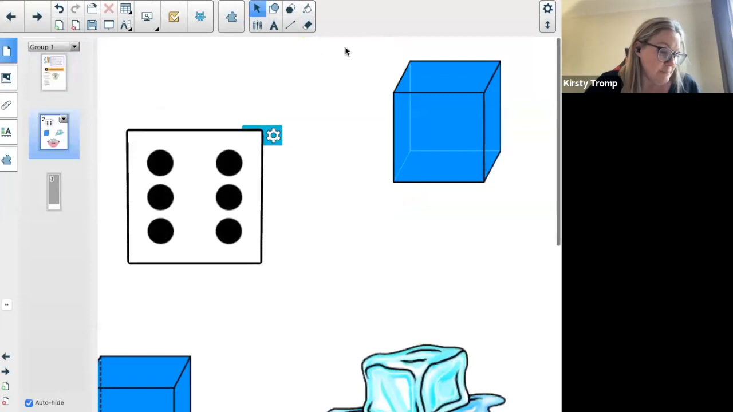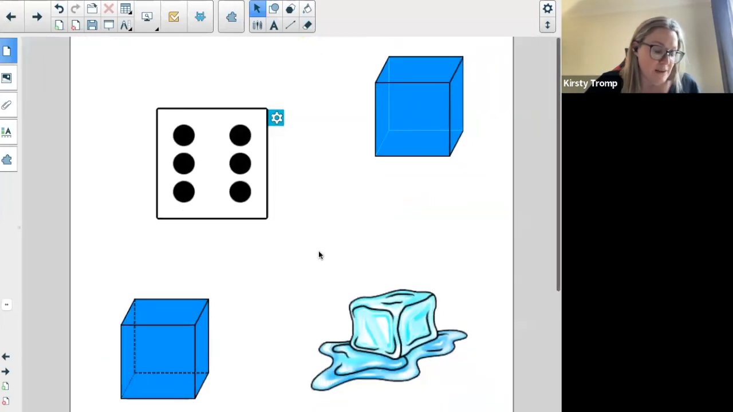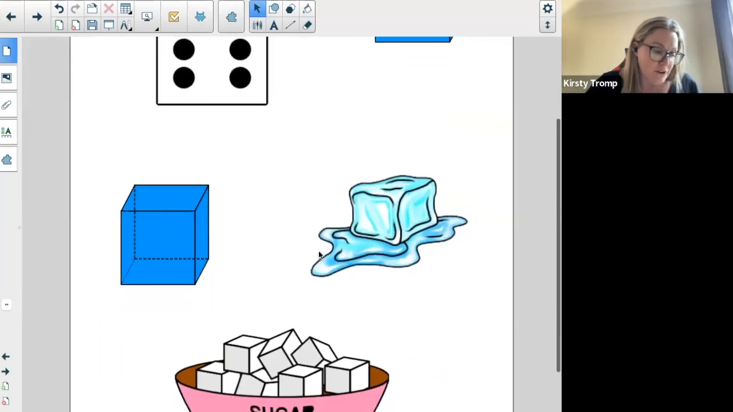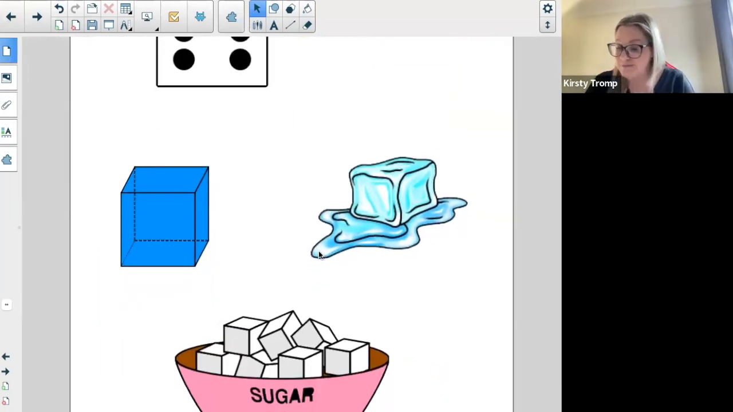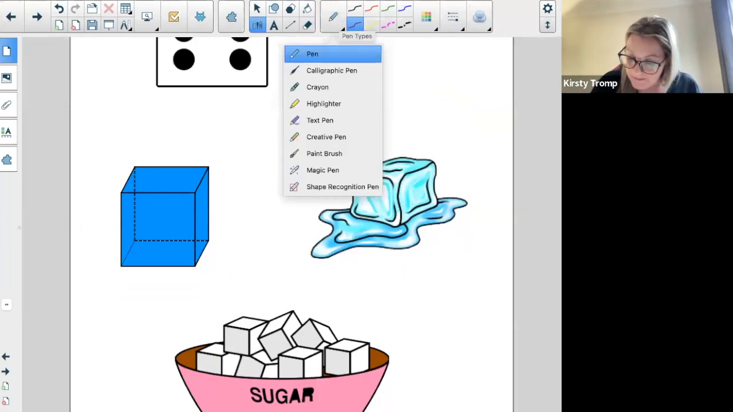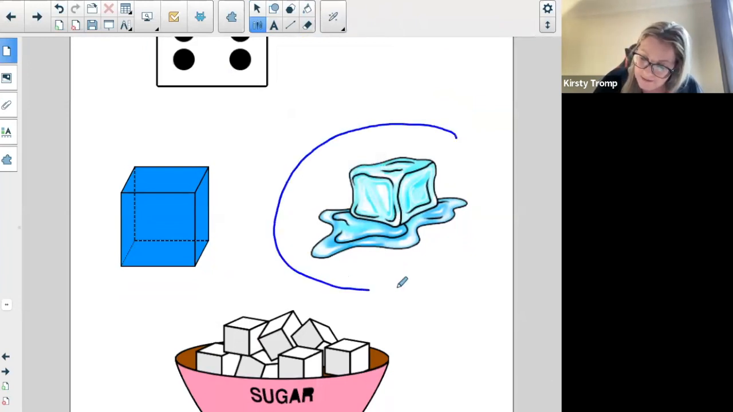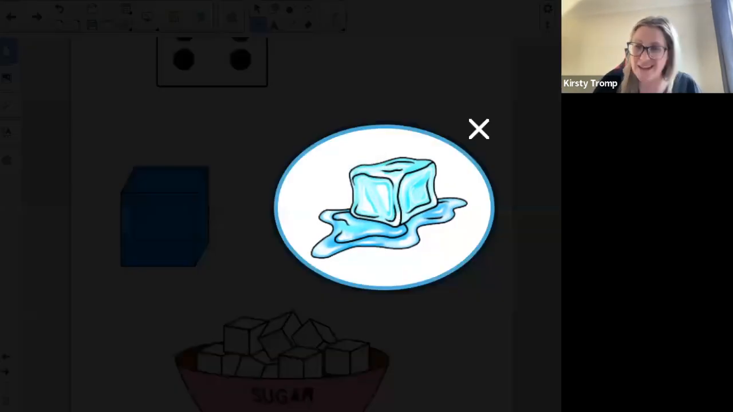I've gotten us some pictures here of some cubes. So cubes that you would have maybe seen in real life, all right? Over here, let's go grab my magic pen. Over here, we've got the kind of cube that you would put in the freezer.